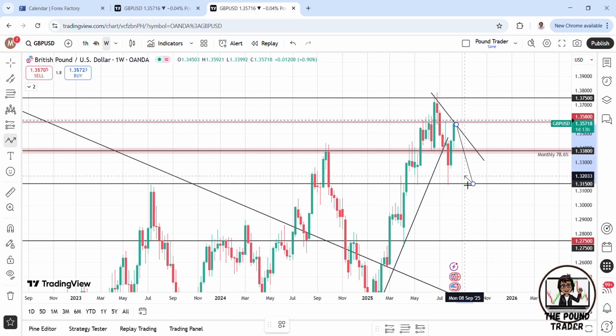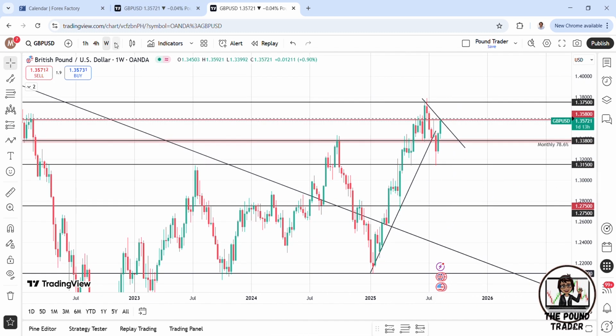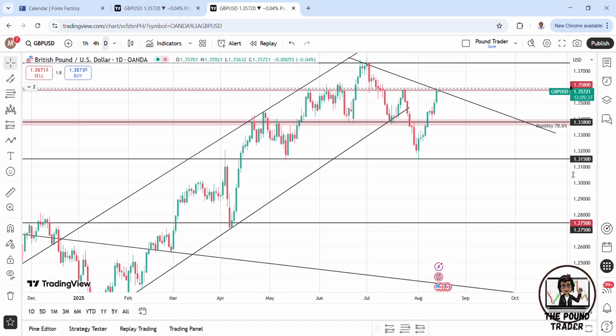I don't know if it'll continue going further down, but I would like to think that price will come back to these areas before heading up, and also mainly because we do have a head and shoulder. Let's go maybe to the daily time frame so you can see it more clearly.